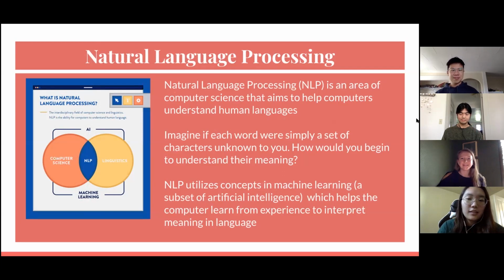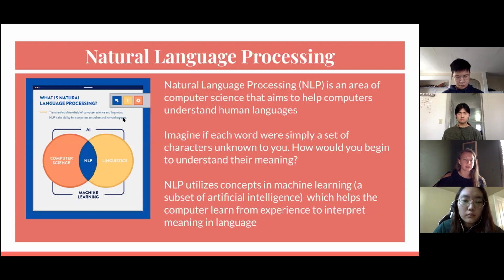Thank you. All right. So natural language processing is basically an area of computer science that tries to help computers understand human languages. And in our case, that is English. If you imagine every word were simply a set of characters that you didn't know, how would you start the process of understanding their meaning, as far as grammar and word meaning or multiple word meanings go, etc.? So NLP uses concepts in machine learning, which is a subset of artificial intelligence that helps the computer learn from experience to interpret meaning in language.